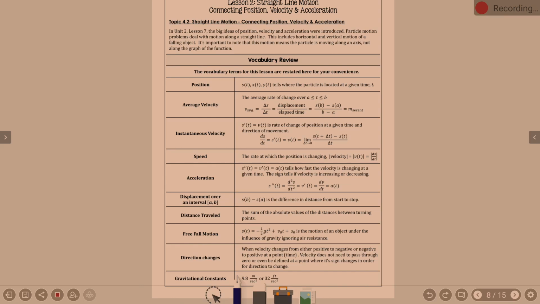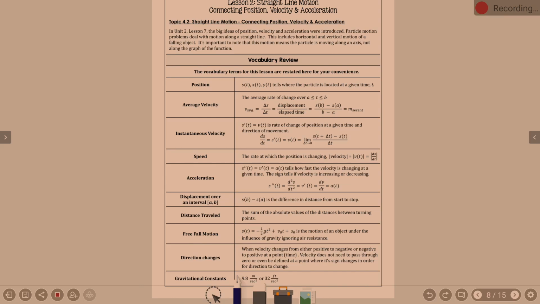Speed. Remember we talked about speed? Was it last unit? Unit before, I guess, probably. And speed is the absolute value of velocity. Speed is always a positive value. It can't be negative, whereas velocity can be negative. Acceleration, I think of it as the second derivative of position, or it's the derivative of velocity. Either way, that's saying the same thing.